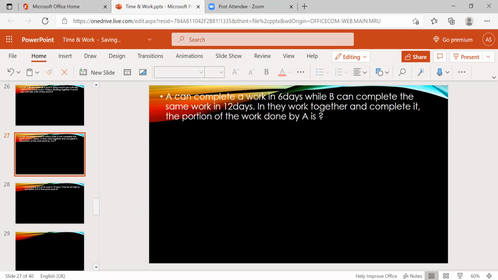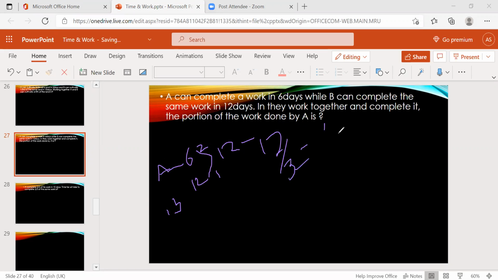A can complete a work in 6 days while B can complete the same work in 12 days. They together complete the work. What portion of A are they asking? Interesting question. See, A completes in 6 days, B completes in 12 days. Take the LCM, 12, right? So it is 2, it is 1. So efficiency of A is 2, efficiency of B is 1, right? How many days will they take together? A plus B, 12 by 3. It's nothing but 4 days.